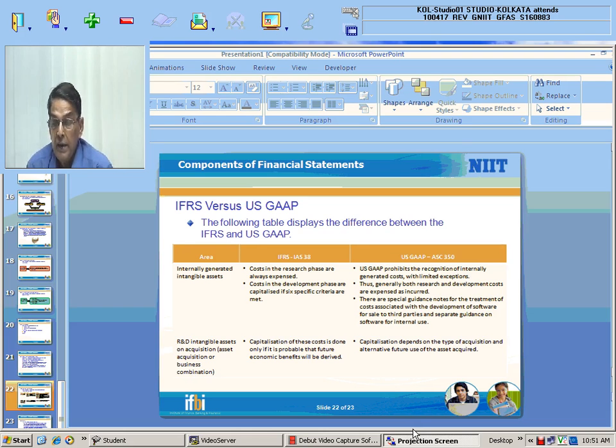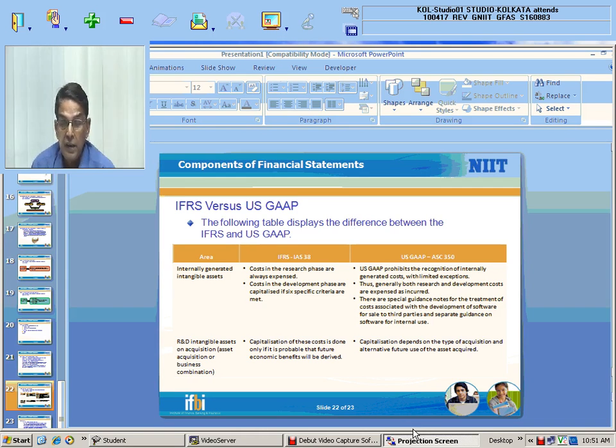There are special guidance notes for the treatment of cost related to the development of software for sale to third parties, and separate guidance on software for internal use. So under US GAAP, there is special guidance for the cost associated with development of software which has to be sold to third parties, and separate guidance on software for the internal use of the developer.